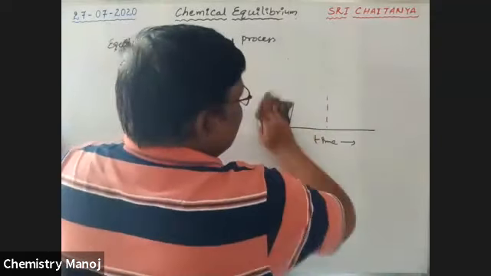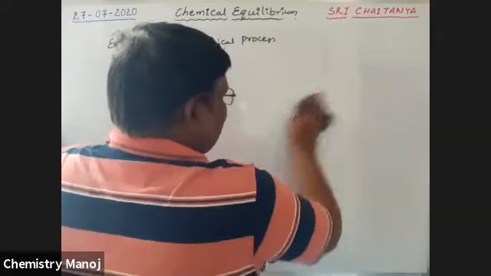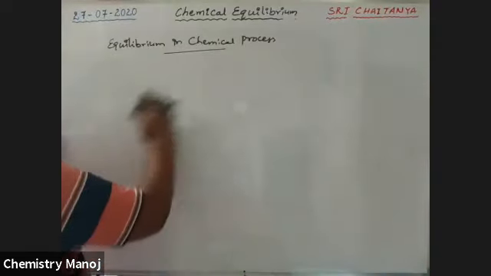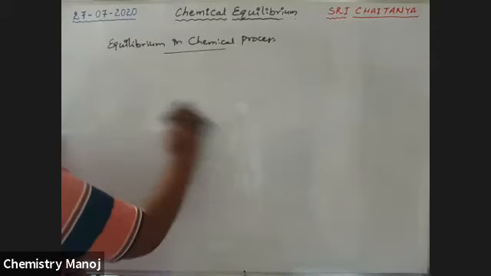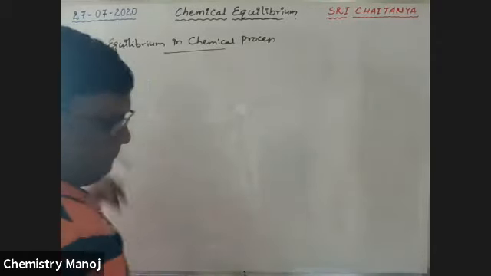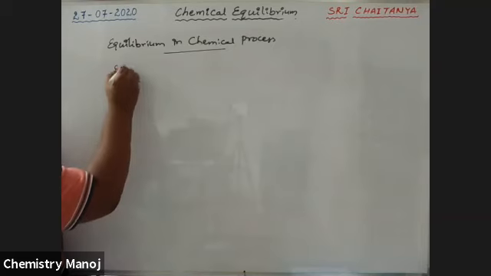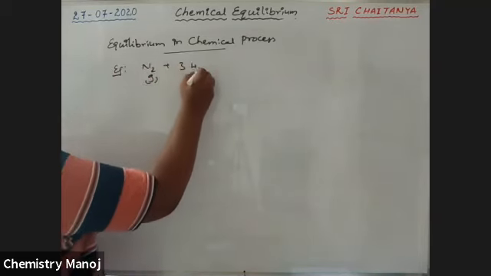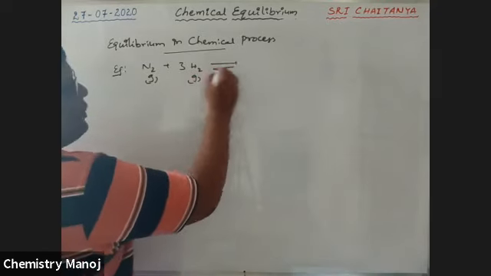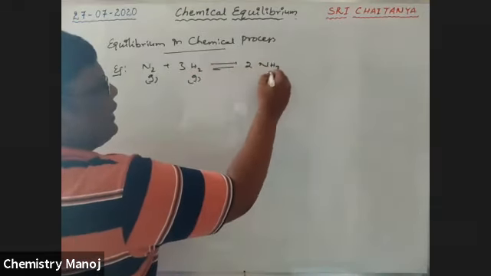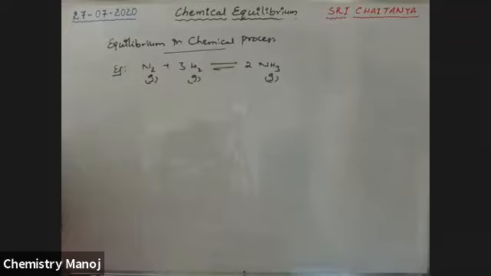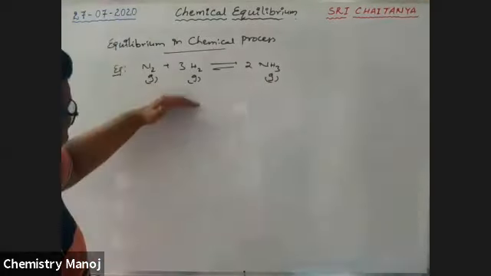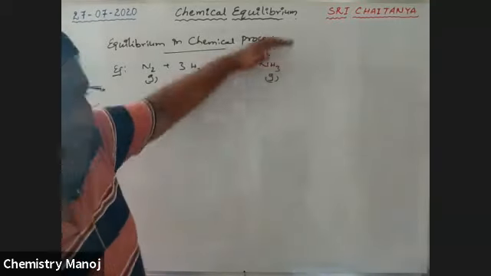So these diagrams will appear in your exams. Please be conscious. A particular example: N2 gas plus 3H2 gas reversible with 2NH3 gas. These are reactants, these are products. As time goes on, the concentration of these decreases and the concentration of these increases.